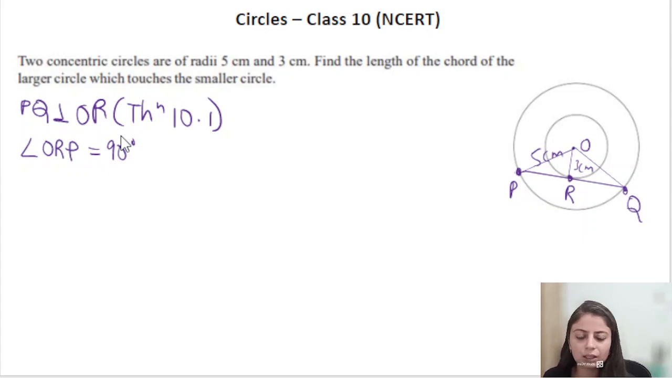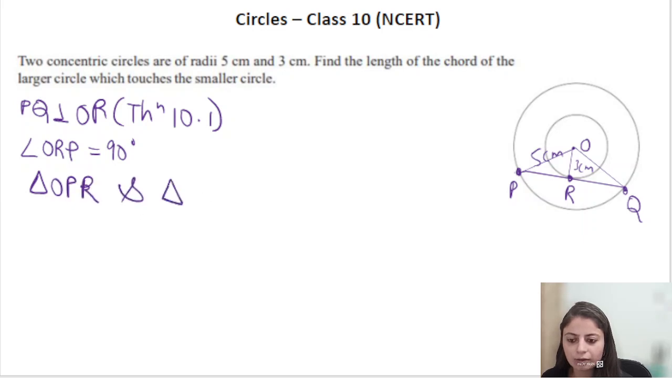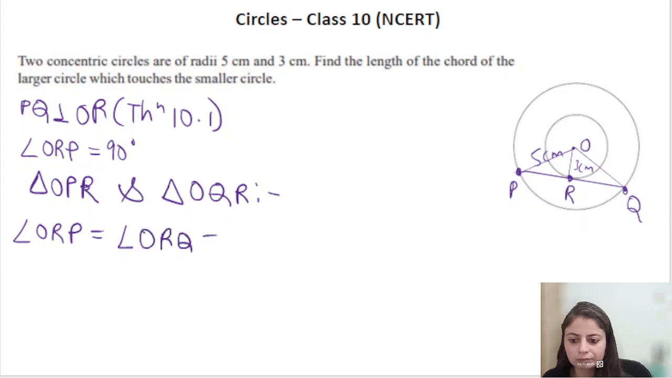Right? Now consider these two triangles. Triangle OPR and triangle OQR. Consider these two triangles. In this triangle, I have angle ORP equal to angle ORQ, both 90 degrees, right? We have already seen this. This is 90 degree.